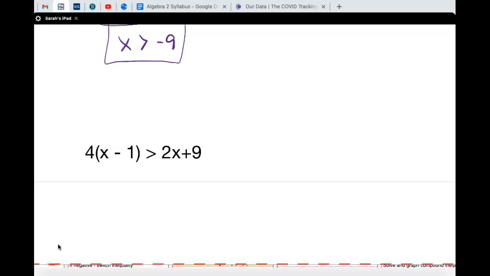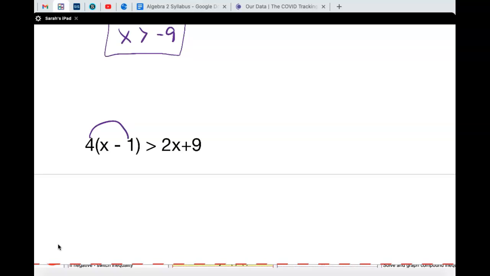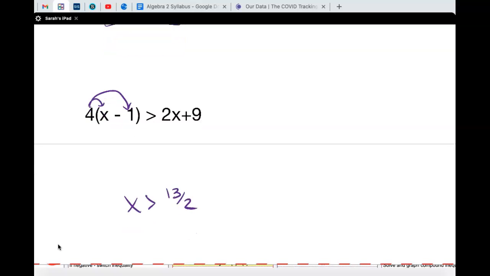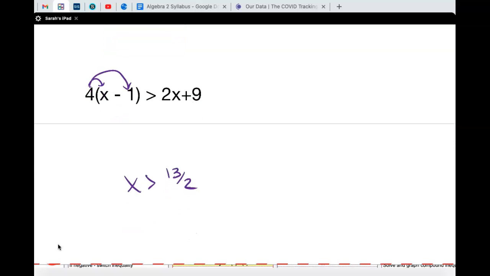Yeah, most people, I want to say 50% of us, didn't multiply that 4 to the -1. Distributing is what it's called. But eventually you should get to x is greater than 13/2 or 6.5, or whatever fraction or decimal you really want. I would leave it as 13/2, but I think I corrected most everybody where they went in the wrong direction.